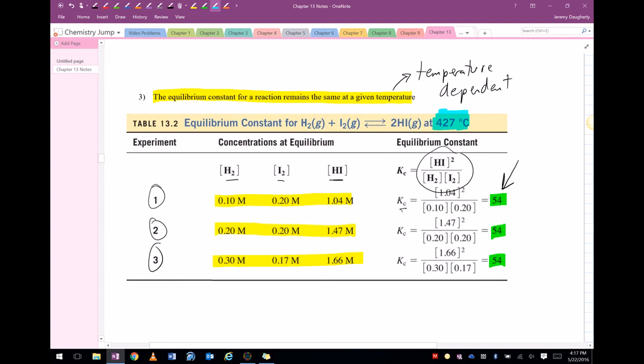If it's greater than 427 degrees Celsius, that Kc changes. If it's less than 427 degrees Celsius, the value for Kc changes. So that's what I'm saying when I say it's temperature dependent. We're not worried about being able to calculate if the temperature changes, right? So just realize that if the temperature changes, the K value changes. We'll talk about that more in AP.